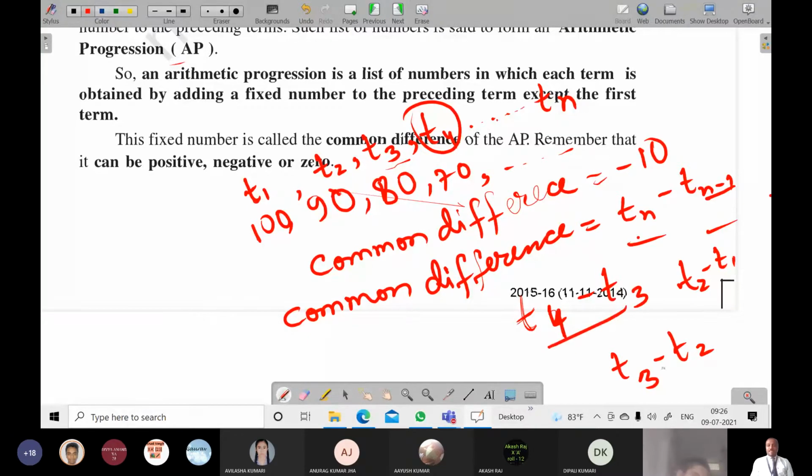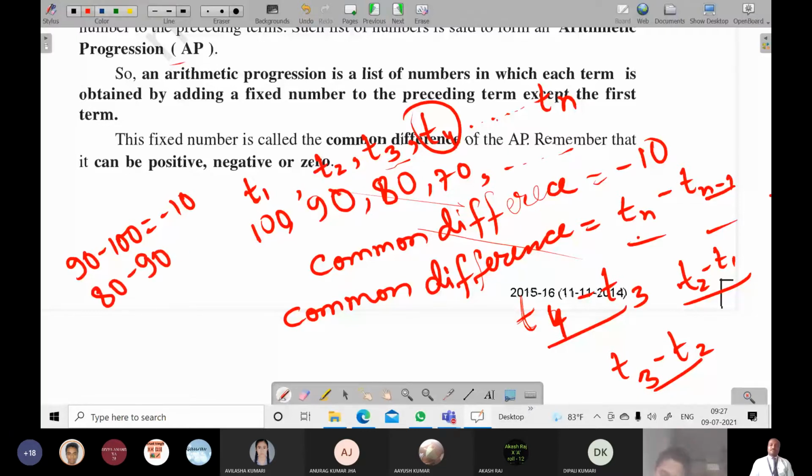When any progression is an arithmetic progression, their difference will always be the same. Like from T2, 90, we subtract 100. What do we get? Minus 10. That is the common difference. In the same way, from T3, when we subtract T2, that means from 80 we subtract 90, of course minus 10. In the same way, T4 minus T3, that is 70 minus 80, it will become minus 10. So these are all common differences.